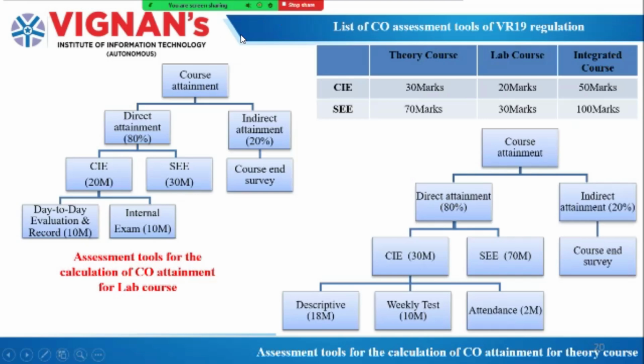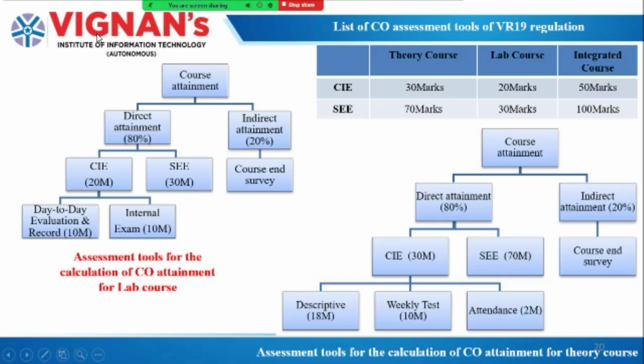Generally, for theory courses, lab courses and integrated courses, we have CIE and SEE. CIE means continuous internal evaluation. SEE means semester end examination. Here the weightage for theory courses is 30 marks for CIE and 70 marks for SEE. Similarly for lab courses 20 and 30, and for integrated courses, which come under the VR19 regulation, CAE for 50 marks and SEE for 100 marks.